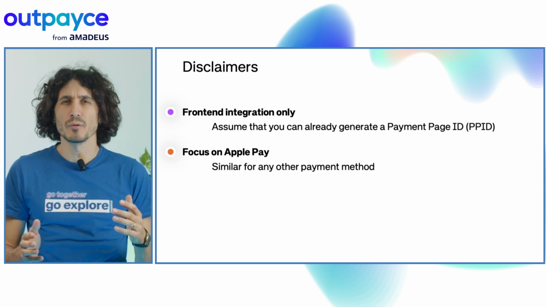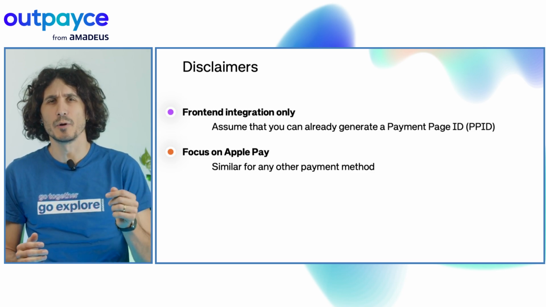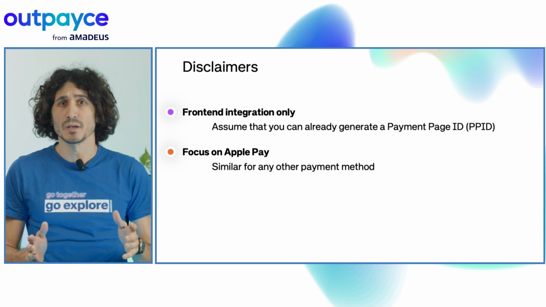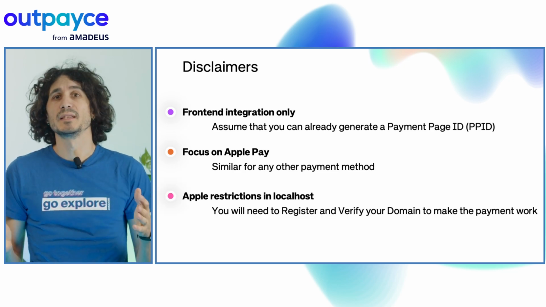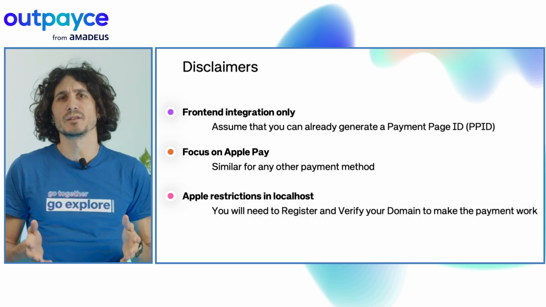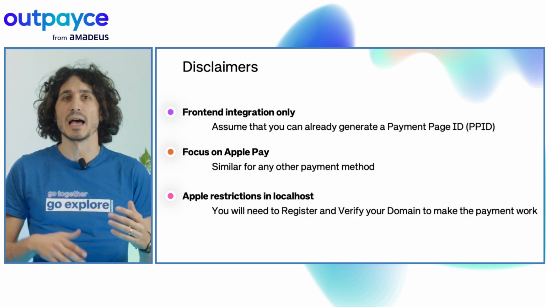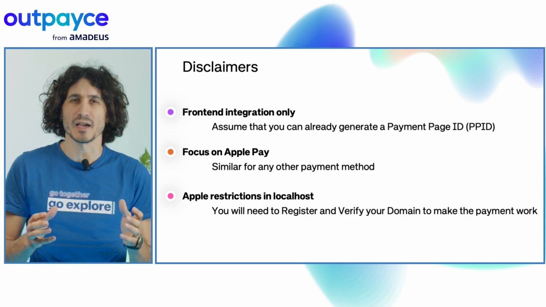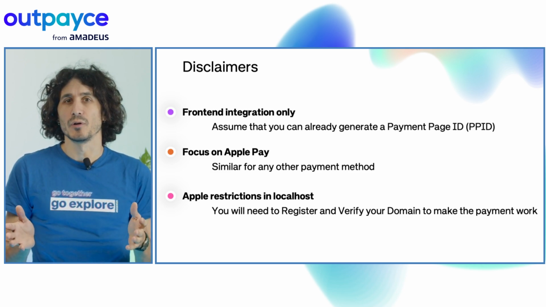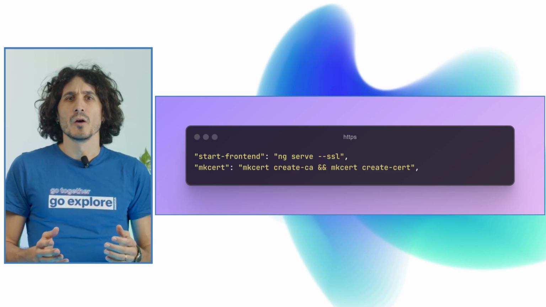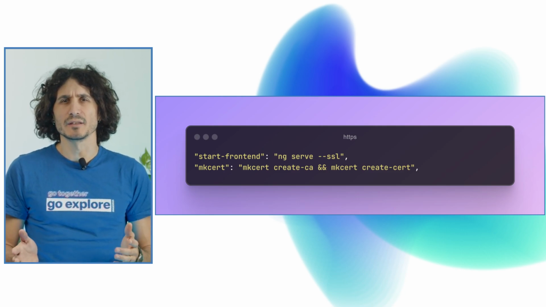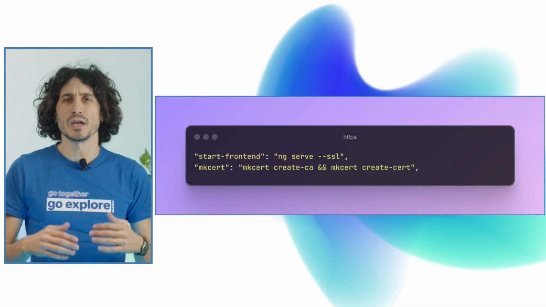In this tutorial, we will focus on displaying a single Apple Pay payment method. But the process is the same for any other payment method you may need. Please note that you won't be able to complete the payment in a localhost environment, as you will need to register and verify your domain with Apple to make it work. Let's start from scratch by creating a new Angular application. Since Apple Pay requires a secure environment, we generate a custom certificate to serve our application over HTTPS.